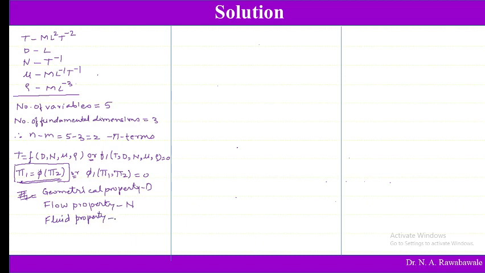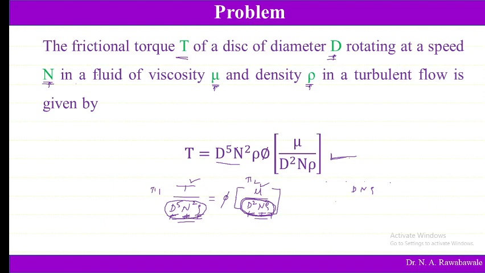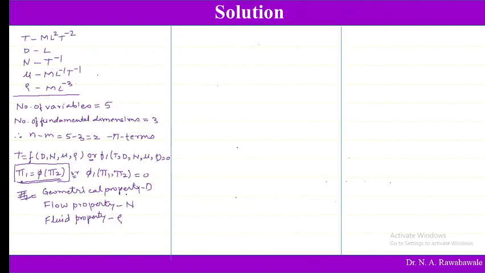Fluid property is having density rho. So already we have decided which terms have to be taken as repeating variables. In this case we have decided d and rho must be the repeating variables, and accordingly we have chosen here. In place of rho, mu can also be chosen, but we have not selected mu because as per the question a repeating variable must be rho. Therefore we have selected d, n and rho as the repeating variables.